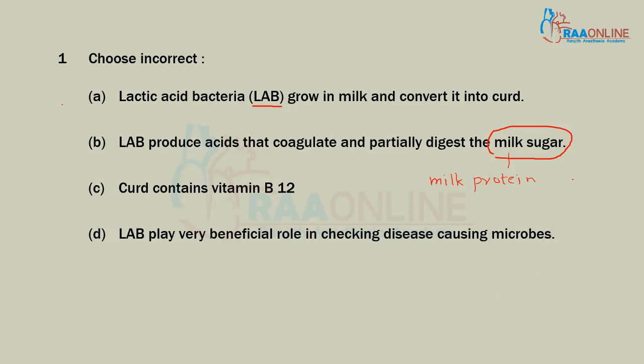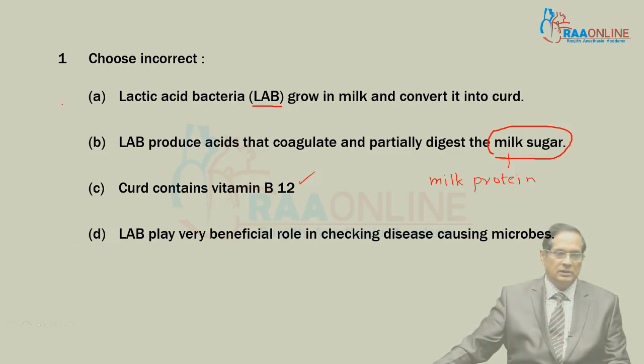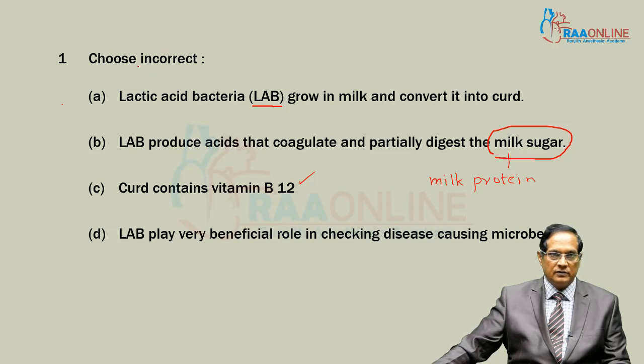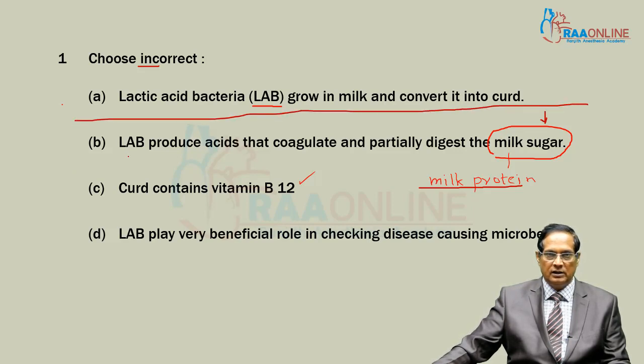Then, curd is rich in vitamin B12. It is right. And LAB, the lactic acid bacilli, check disease-causing microorganisms. That's right. So in this question, the only incorrect one is milk sugar. Instead of milk sugar, they partially digest milk protein, that is casein. So the answer is B.